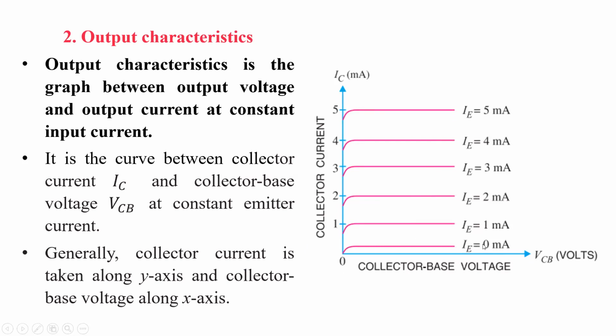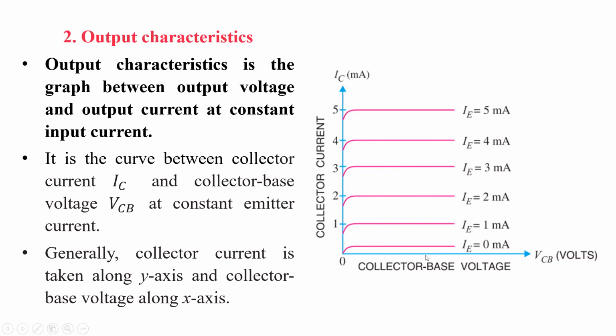Okay. So here you have to keep the emitter current constant. You know that emitter current is always equal to the sum of base current and collector current, and base current is very small. That's why the emitter current is nearly equal to the collector current. So IE will be nearly equal to IC. If you keep this IE constant, then IC will also automatically become constant.